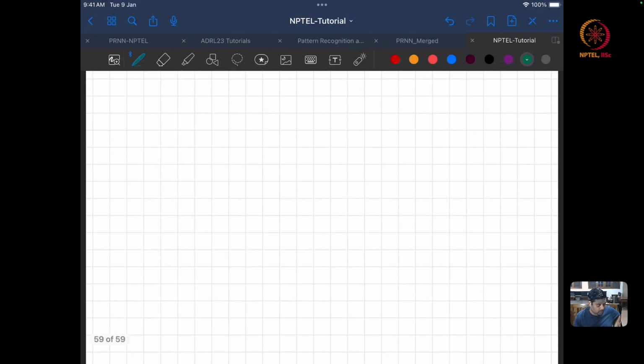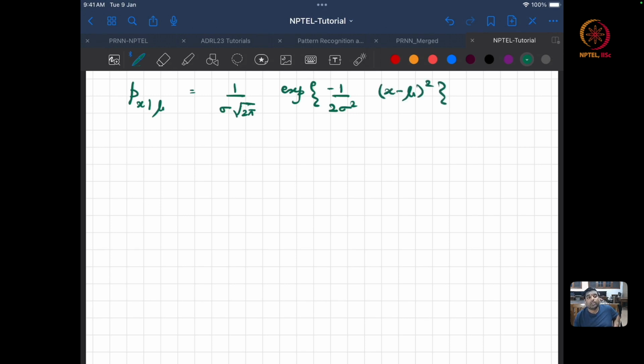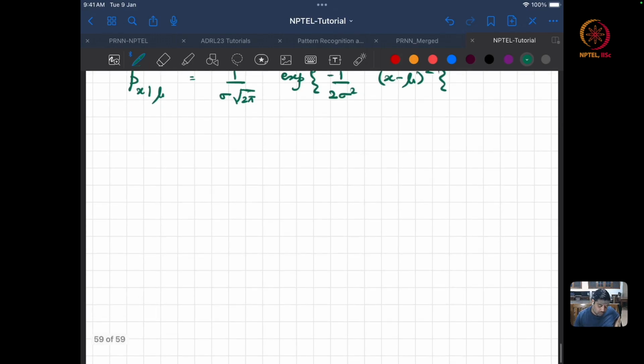So now for a given x, how will it look? It is 1 over square root of 2 pi sigma square, exp of minus 1 over 2 sigma square times (x minus mu) whole square. I'm assuming that all these x's belong to R. Now mu is the only parameter that we want to estimate.